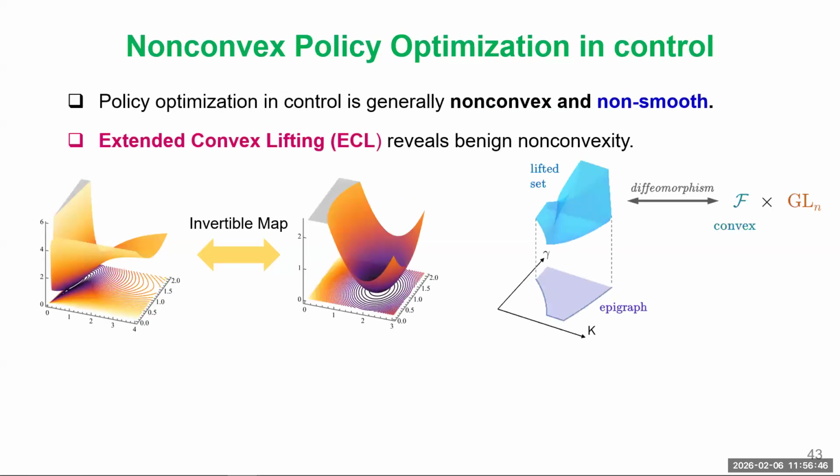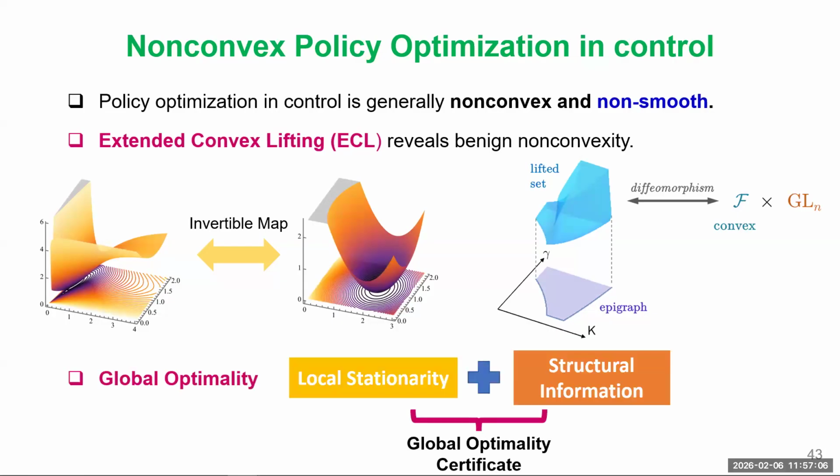So with that, I'm ready to conclude. I give you two messages. First, we say policy optimization in control is generally non-convex and possibly non-smooth, but they are benign in linear control. And we introduced a general framework called extended convex lifting, which identifies those benign properties. Really, we can say from local information, with some information of the policy itself, we can guarantee global optimality.